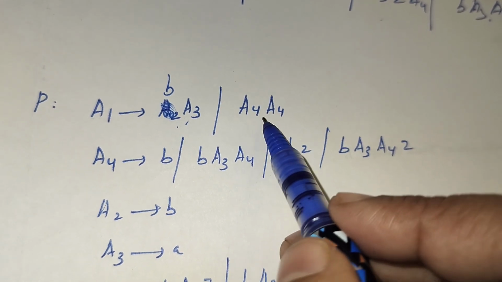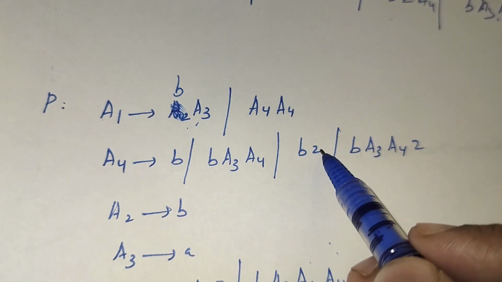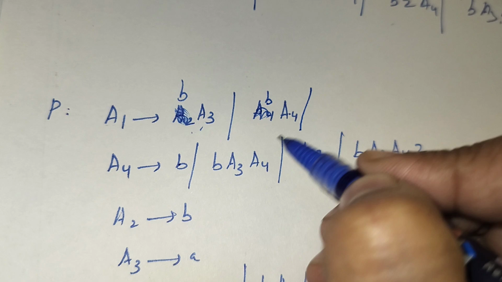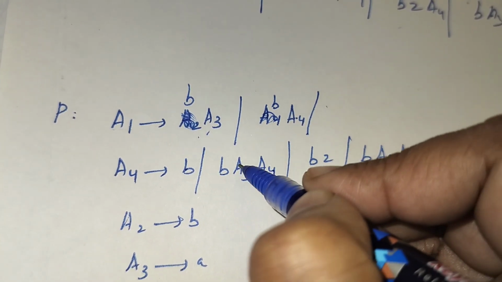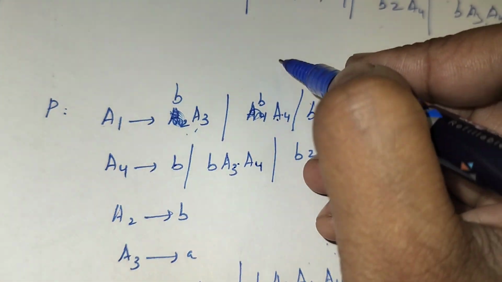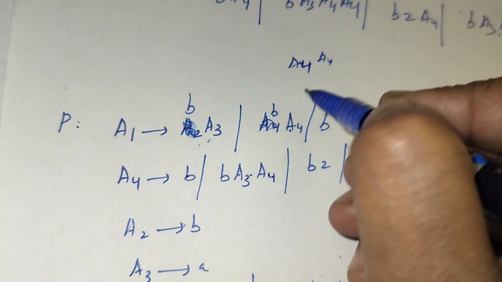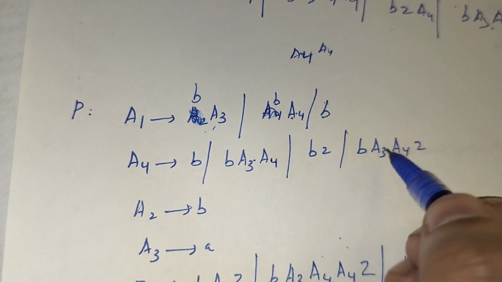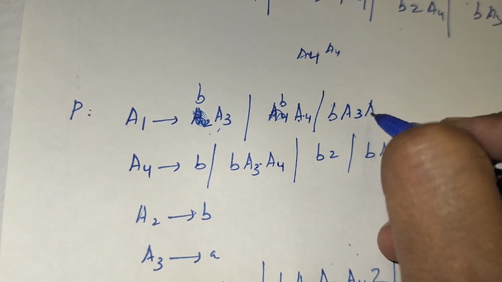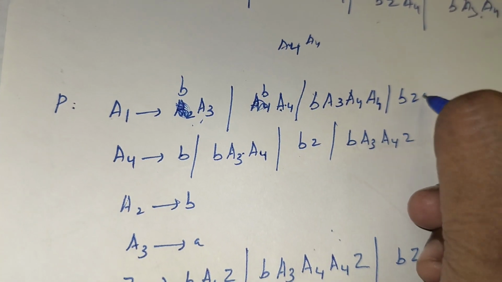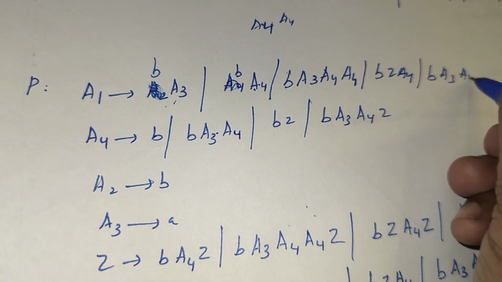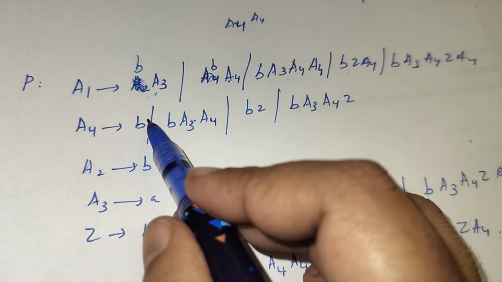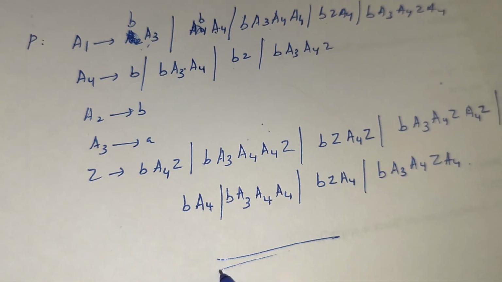This is also not in GNF. So replace the first A4 with this one. Okay. So what you will get? B into A4. B into A4 is B A4 bar B A3 A4 into B A3 A4 then A4. It is A4 into A4, right? What is A4? This one. This is multiplied with A4 means B A4, B A3 A4 A4, B Z A4 like that. B A3 A4 A4, B Z A4 bar B A3 A4 Z A4. Now this is in GNF, GNF, GNF, GNF, GNF. All in GNF now. So this is our answer.